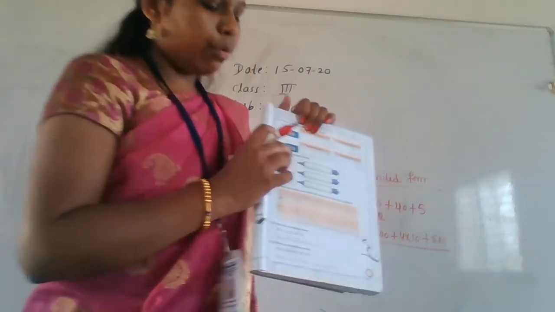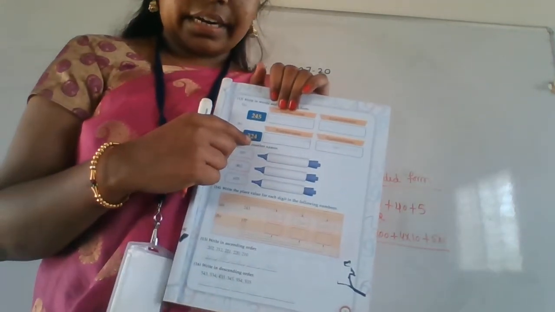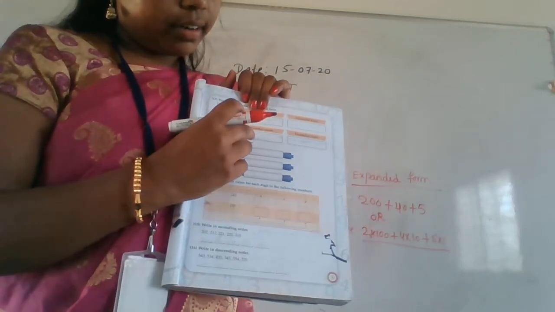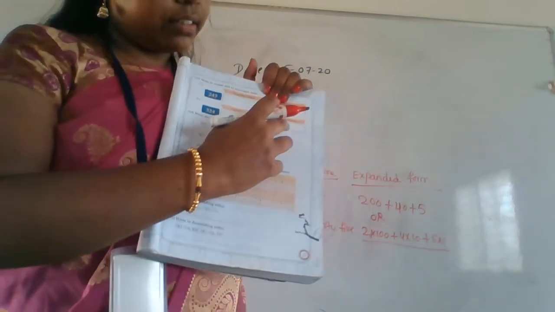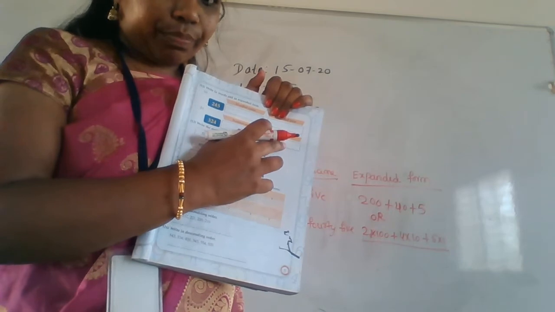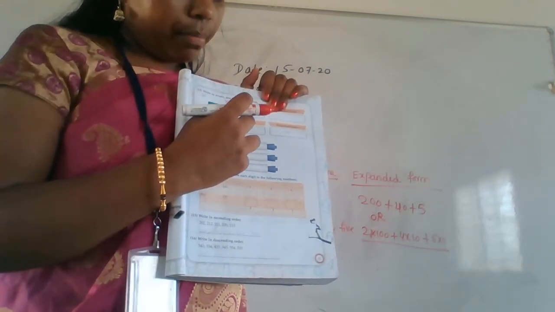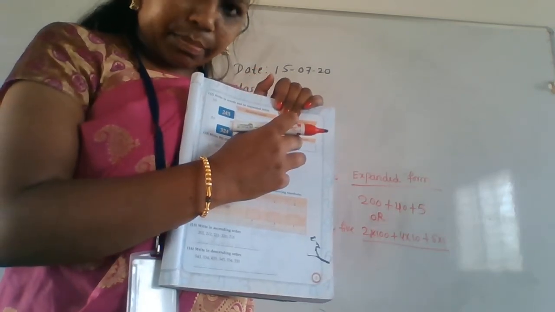Again they have given one more example here. 324. You have to write here a number name. Next one is expanded form. Okay, so here the number name, and next one is expanded form.